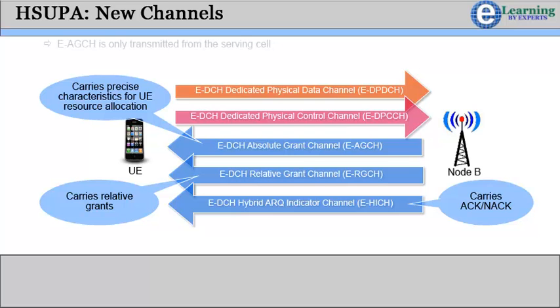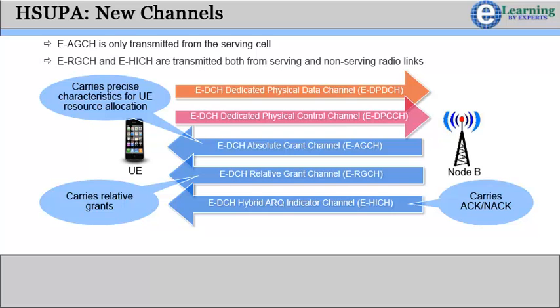EAGCH is only transmitted from the serving cell. ERGCH and EHICH are transmitted from radio links that are part of the serving radio link set and from non-serving radio links.